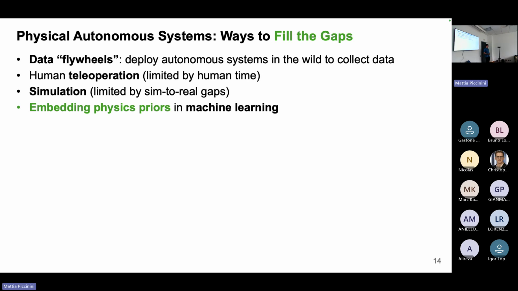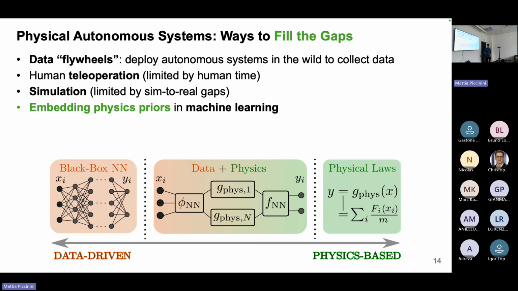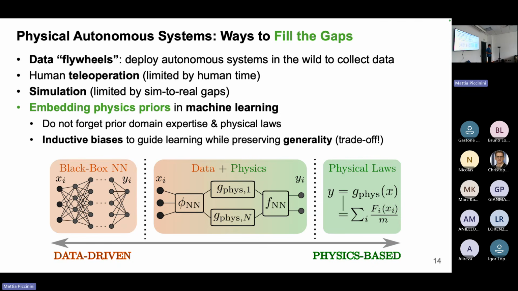And then, okay, there are other ways. The way that we want to look at, at least in this course, is the method of trying to embed some physics priors in machine learning. So in other words, we still want to build generalist models, but we don't want to forget what we learned at school, basically. So we want to still try to incorporate some domain priors, domain expertise that you may have for the specific domain. So do not throw that away. Try to incorporate it in your machine learning methods.